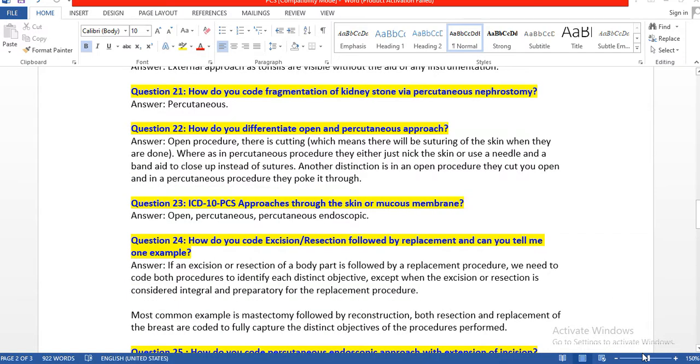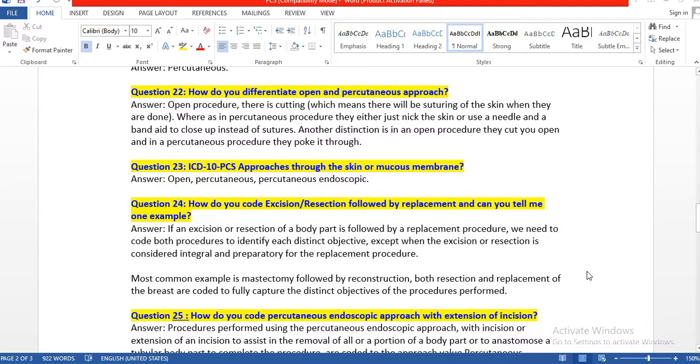Question 21. How do you code fragmentation of kidney stone via percutaneous nephrostomy? Answer. Percutaneous. As the question itself has percutaneous, we can code it as percutaneous nephrostomy, like percutaneous approach. Question 22. How do you differentiate open and percutaneous approach?